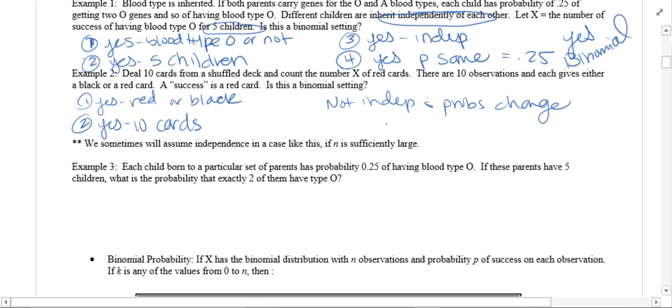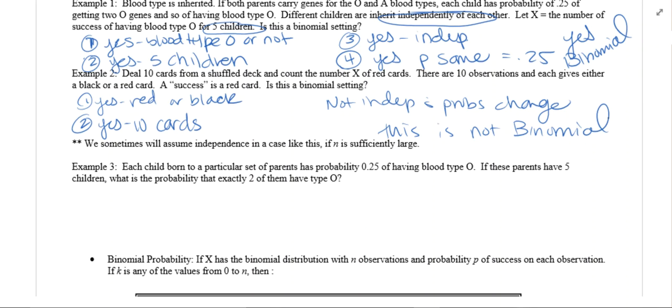So for that reason, this is not binomial. Sometimes we will assume independence when n is really, really big. A lot of times when we're taking a survey of a population or a very large sample, we're actually not putting those people back in, because if we survey them, we've talked to them and we don't want their opinion again. We'd want somebody else. So we don't actually replace them. But when your sample size is really, really large, then we can get away with that, just so you know. So sometimes that does come up.